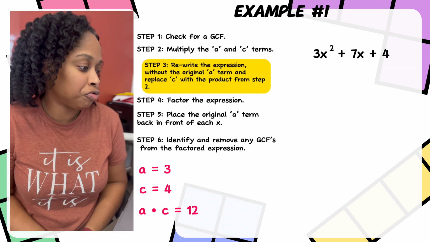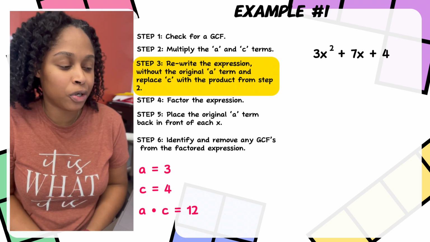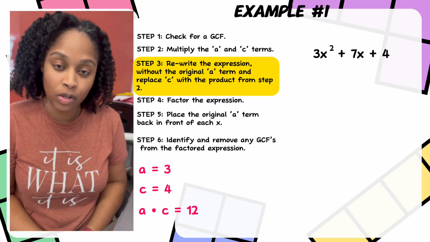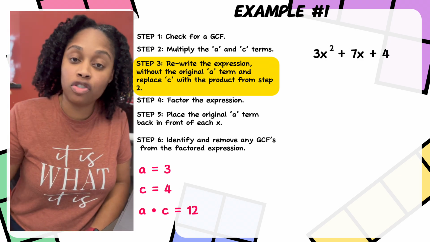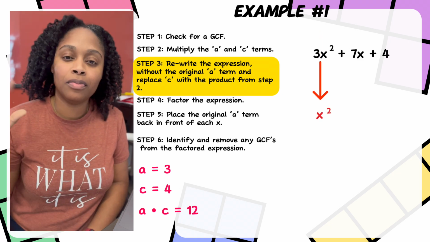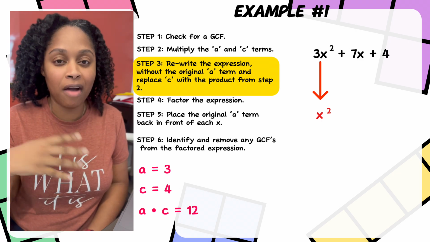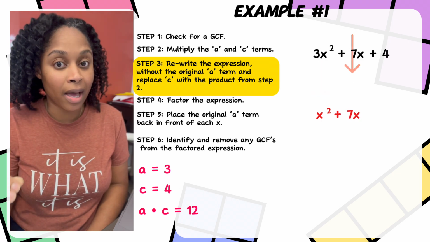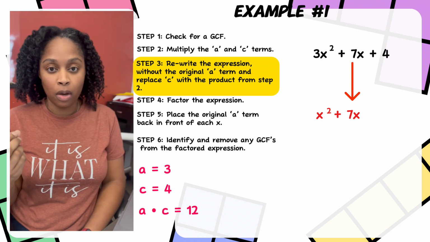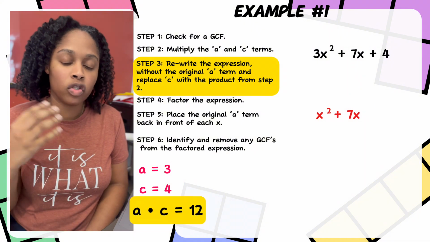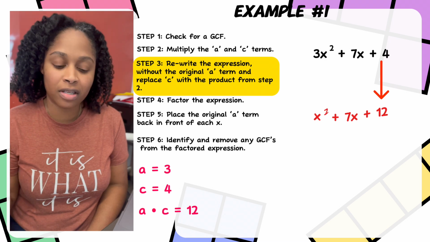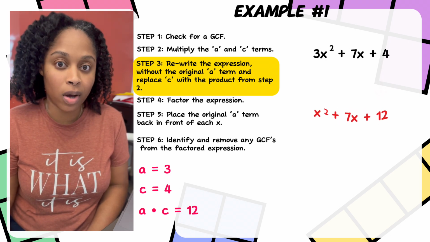All right, step 3 says to rewrite the expression without the original A term and then replace the C term with the product from step 2. Okay, so I'm going to rewrite this problem now. Instead of my original problem that I have here, I'm going to rewrite it. So I'm going to write x squared. So I got rid of the 3. All right, it's going to come back later. But I got rid of the 3. So I have x squared plus 7x. My B term stays the same. And then I'm changing that C term from 4 to that new product that we got when we multiplied 3 times 4. So I'm replacing that C term with 12. So after you do step 3, you should have this expression, x squared plus 7x plus 12.